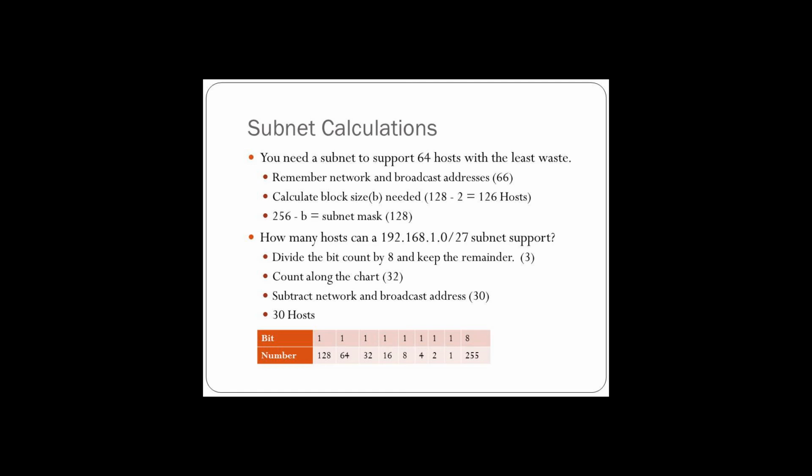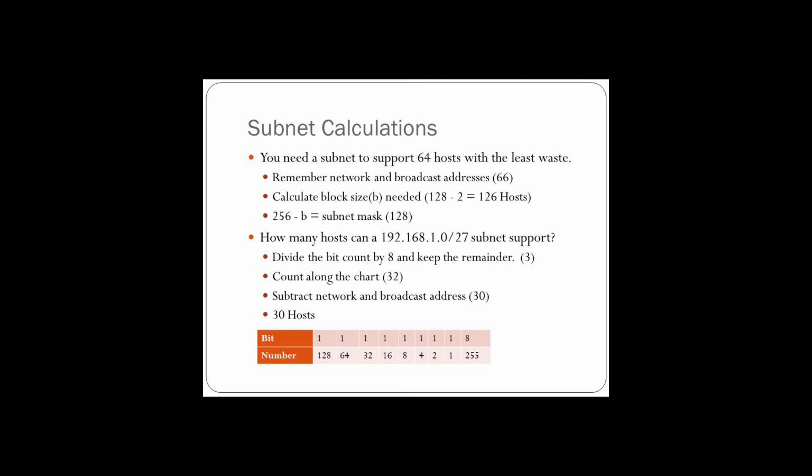The first step is always to remember the network and broadcast addresses, so add 2 to 64 to get 66. Now that we have our minimum block size requirement, we can look at our bit chart and find the smallest value, or block size, that will be able to support 66 addresses. 128 is the smallest value capable of providing enough IP addresses. So now we found our block size, which is 128.